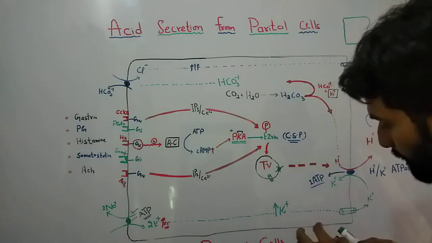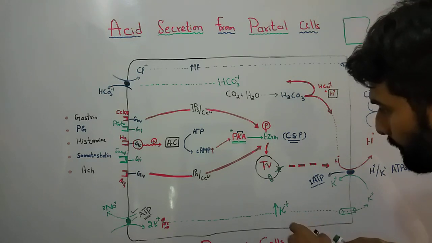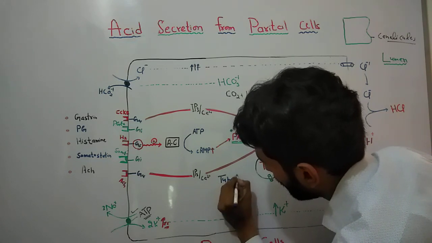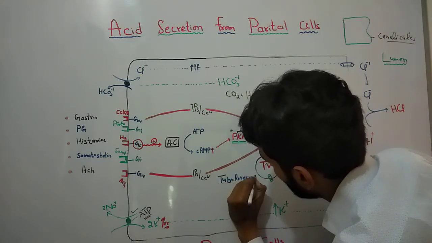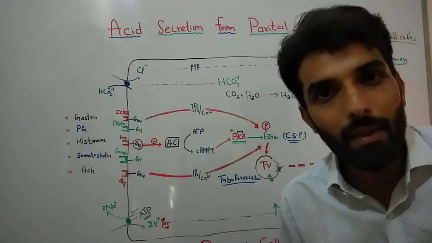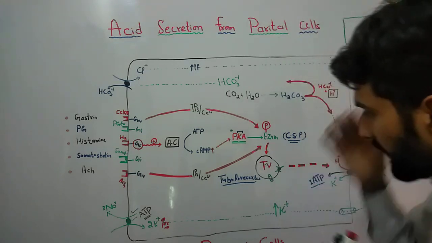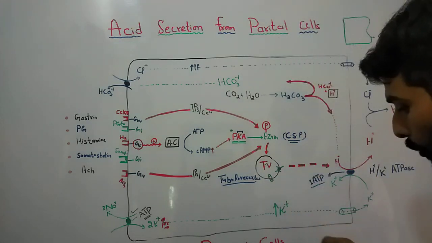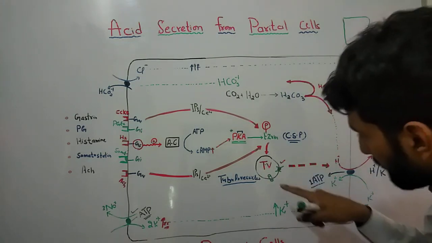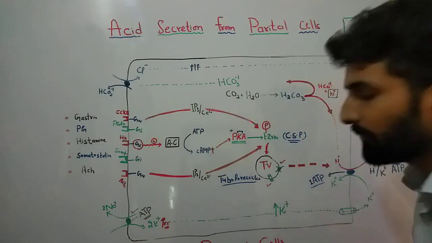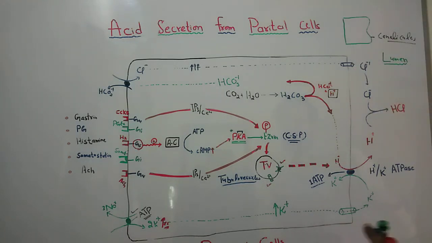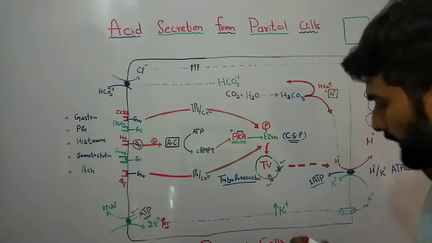The tubulovesicles, let me write the spelling. Tubulovesicles. These are the vesicles present in the parietal cells. Now these vesicles hold the hydrogen potassium ATPase pump, and these vesicles hold potassium channels. Okay, so let me explain.